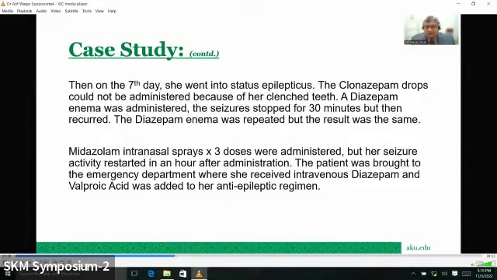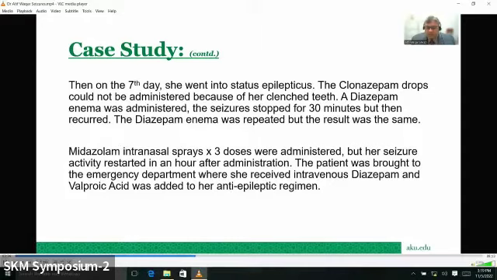The seizures stopped for about 30 minutes, but then they recurred. So we got another enema at home, but the same unfortunately happened. So at that point, a midazolam intranasal spray that was compounded was used, and we administered about 3 doses at home. Her seizures would abort for about an hour, but then it would start to happen again.